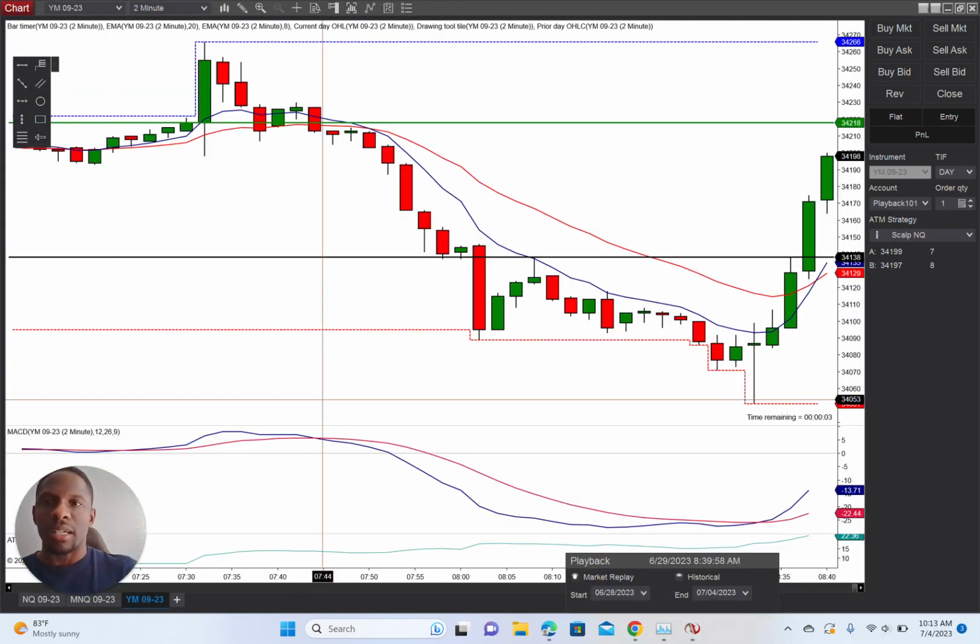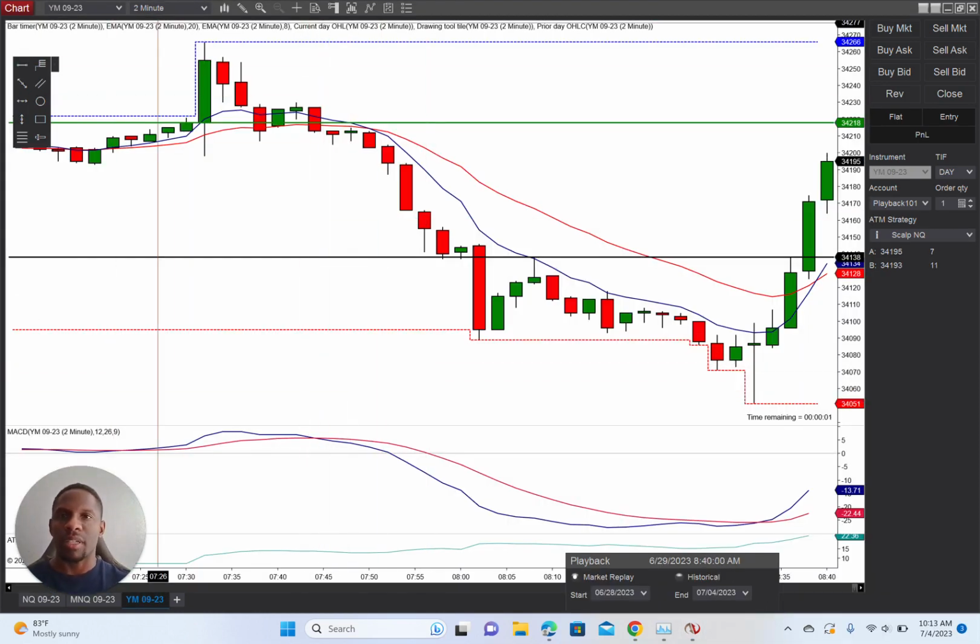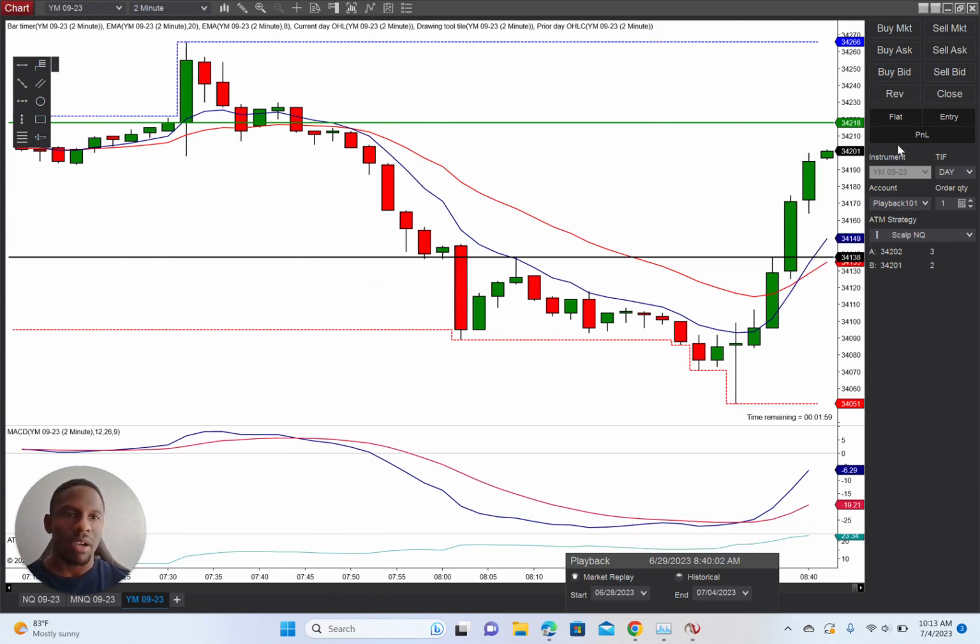All right, guys, look what we have in the Dow. We have the Dow 2 minute. We have the averages crossing. It's going straight up. So now we have resistance. First resistance right here is the previous high, which is the green line.